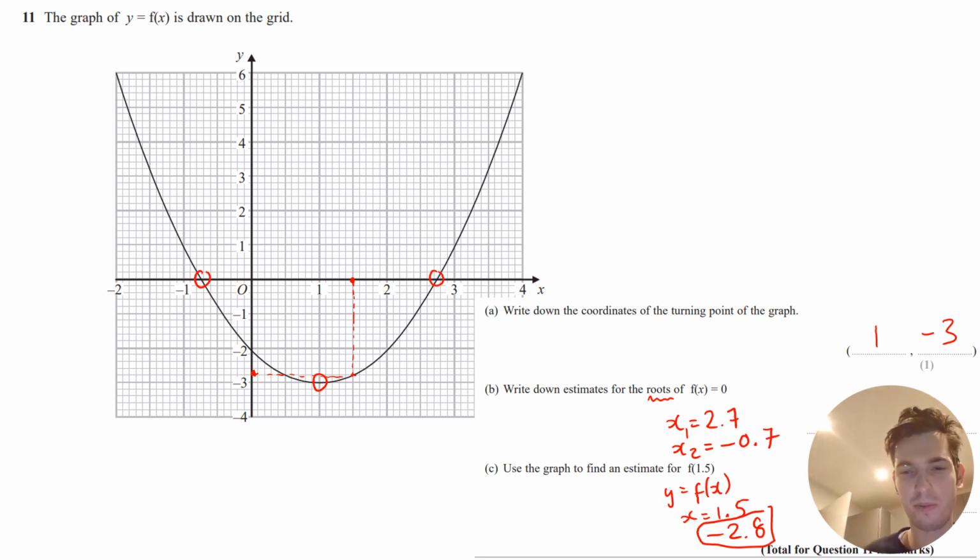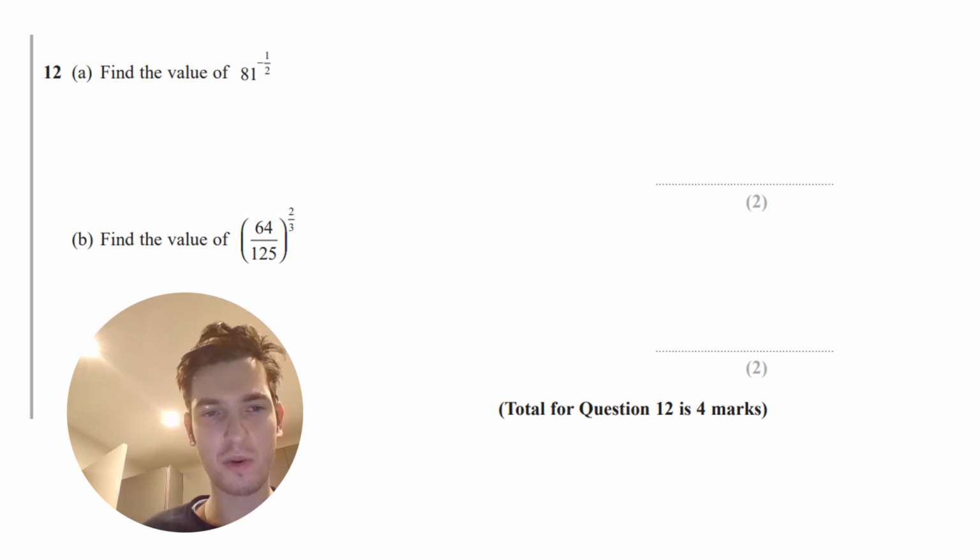So you need to remember what a turning point is, what a root is, and then the third question, just need to think, okay, what am I asked, what am I given? Well, I'm given f of 1.5, so f of x, so read off my y value. Let's move on. Okay, question 12.